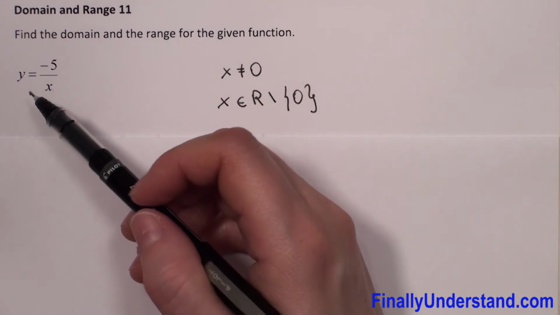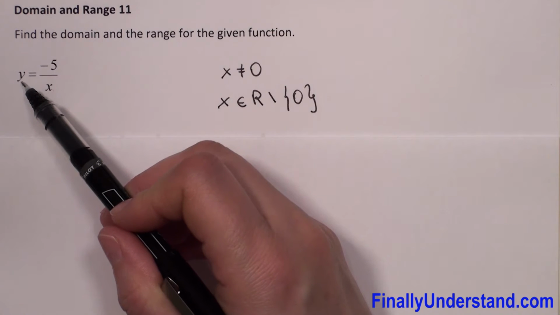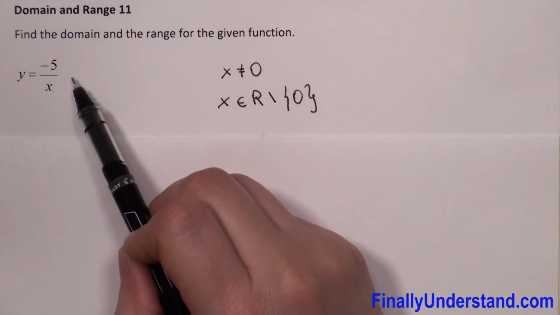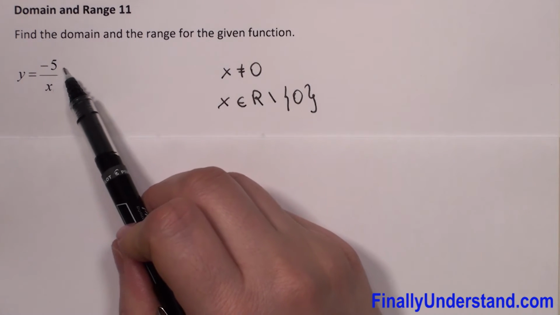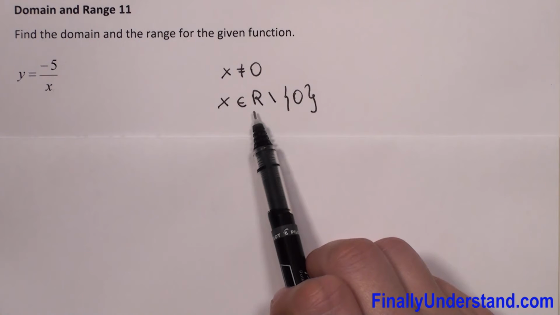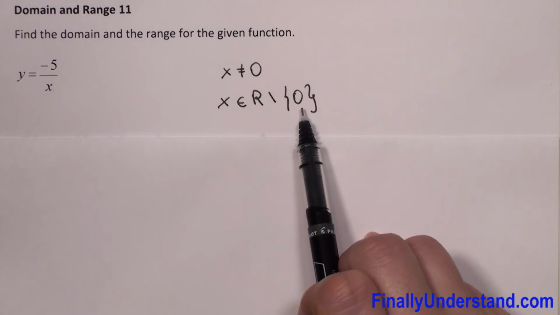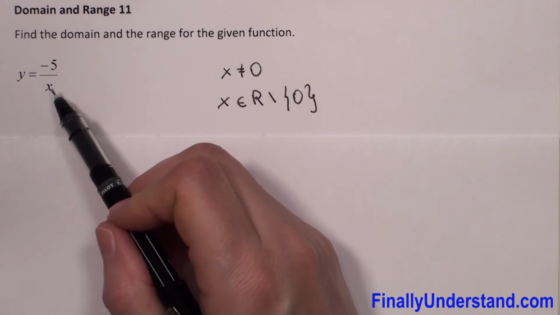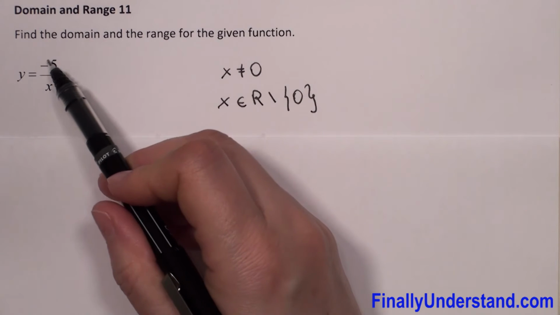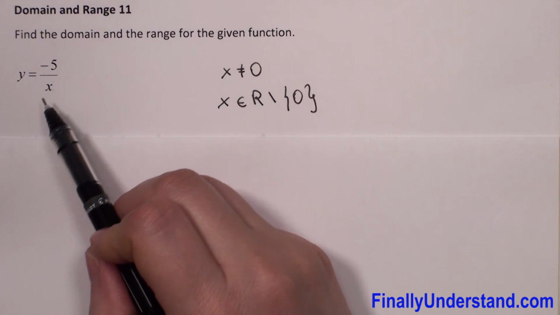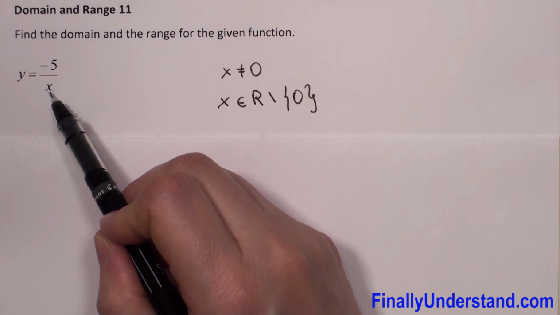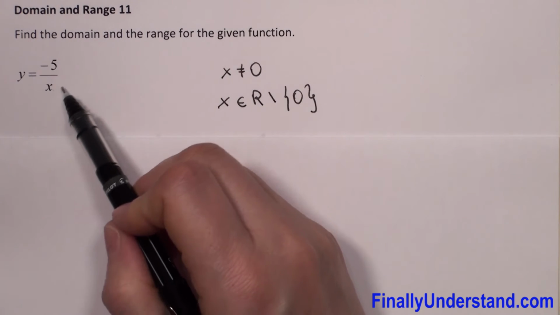Now we have to find the range. When we have to find the range, it means we have to find all possible values for y, our output. On the right side, we have a fraction bar. The numerator is always negative 5. In the denominator, we can put any real number excluding 0. So when I put a negative number for x, I will have negative over negative, which gives me positive y. When I put a positive x, I will have negative 5 over a positive number, which will give me a negative number on the right side.